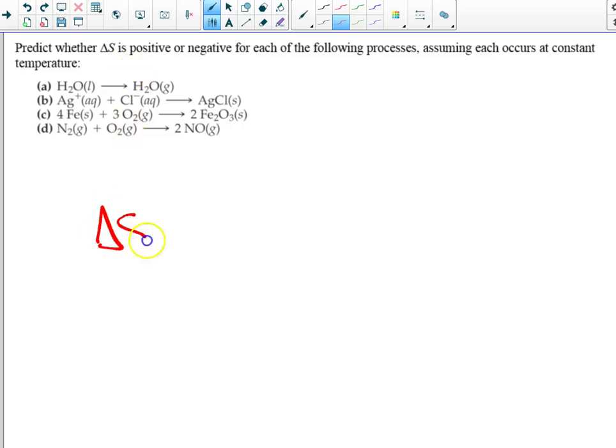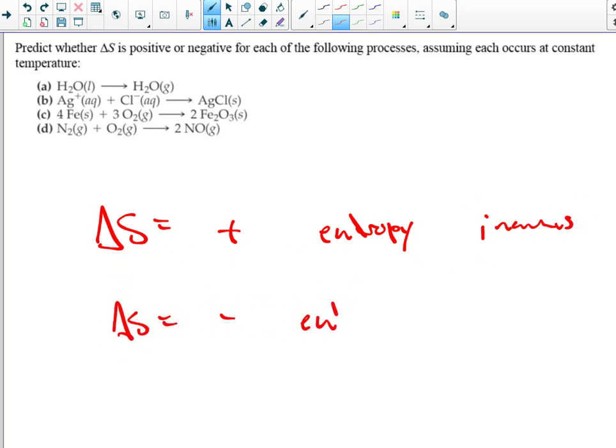First off, delta S equals positive. Does that mean entropy increases or decreases? Increases. All right, delta S equals negative, entropy decreases.